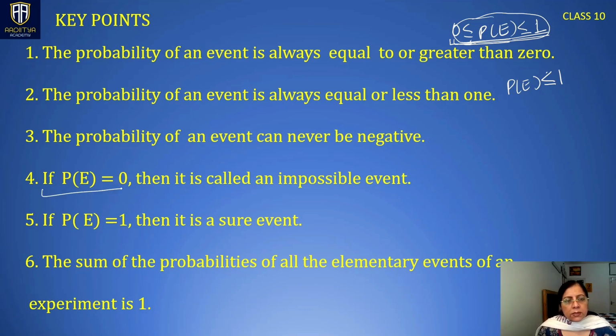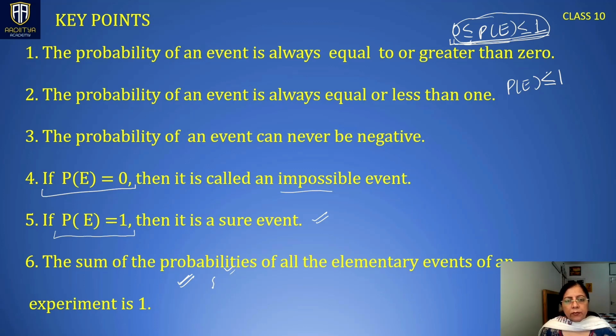Now, these are the extreme cases. If probability is 0, we have done it earlier. Probability of event is 0, it is called impossible event. And when probability of E is 1, it is a sure event which is bound to happen. Sum of probabilities of all the events of an experiment is 1. So that is really very important thing because you must be getting tricky questions based on this concept. Sum of the probabilities of all the elementary events of an experiment is 1.